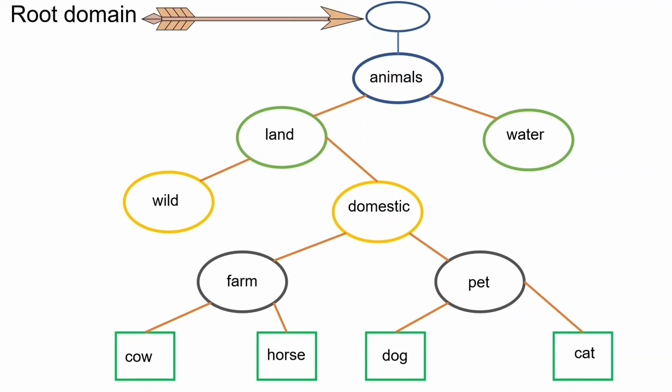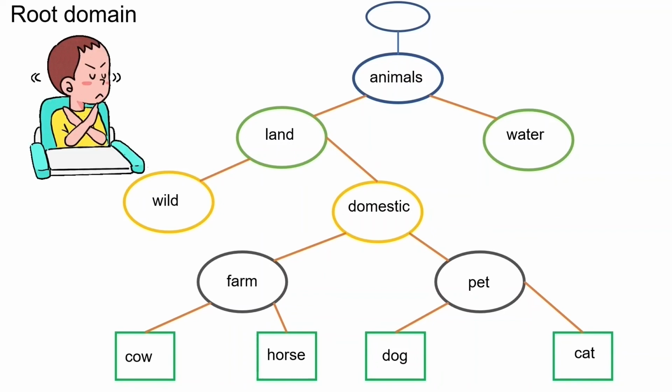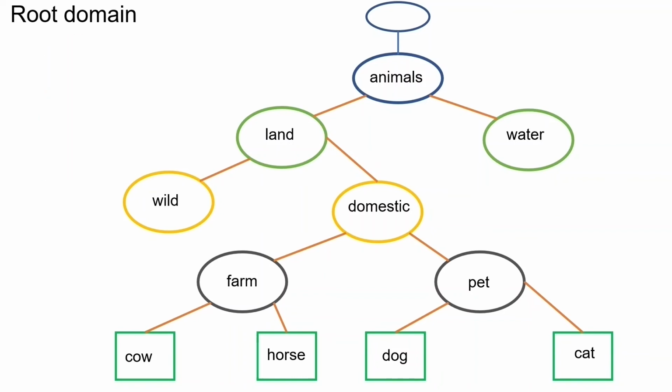DNS starts its hierarchy from the root domain. A root domain uses a null label. The root domain is the topmost server in the hierarchy. You can't create a domain above it. In other words, it is the only domain without a parent domain. Besides this domain, all other domains have a parent domain.